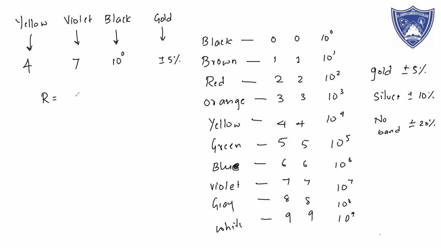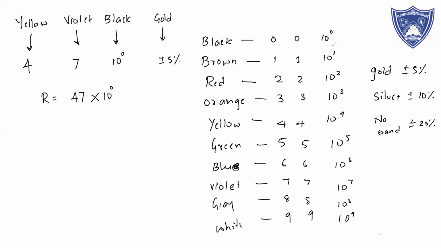The value of resistance R is equal to, just write 47. You don't need to add or multiply anything. Just write it as digits, first digit and second digit, tens place and units place. Okay, 47. Then you should multiply by the multiplier. First is always the digits. Just write the digits. If you have any color, say orange, yellow, green, blue, violet, gray, just write the value. So I wrote 4 and 7, 47 into 10 raised to 0.